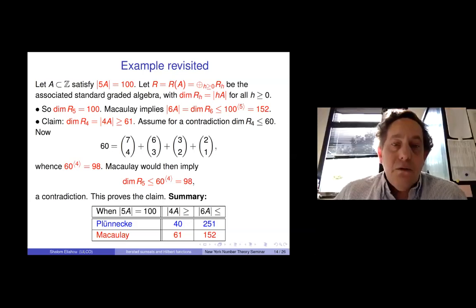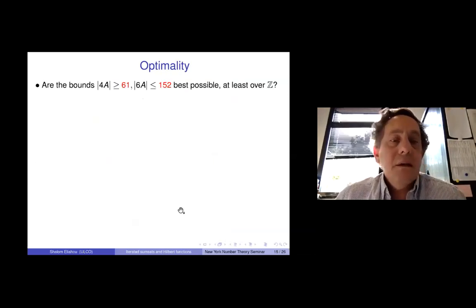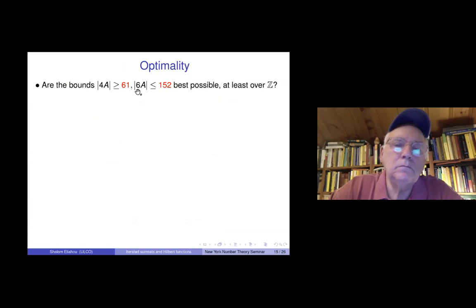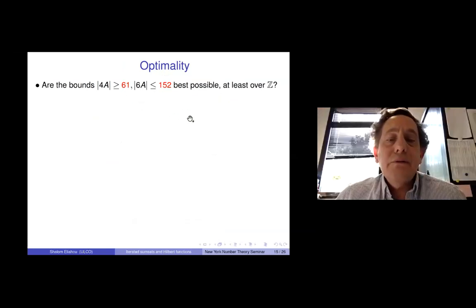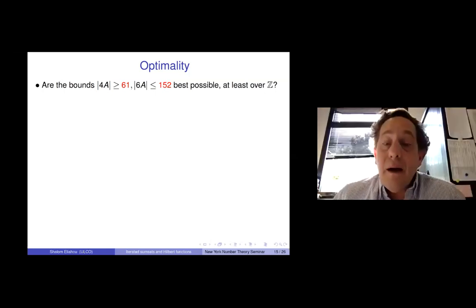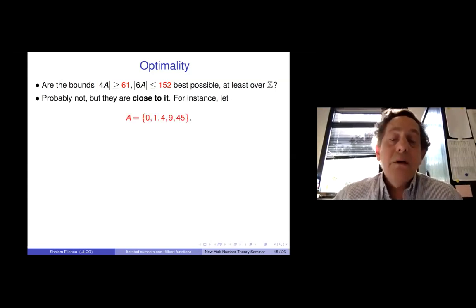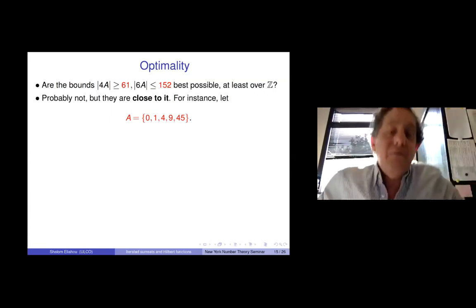Okay, so what comes next? A little question about optimality. The bounds we just found on the previous slide, 61 and 152, provided 5A is 100. Are they best possible, at least over Z? In fact, we don't know yet. Probably they are not optimal, but at least they are not far from being optimal, because here is a concrete example. Take the set 0, 1, 4, 9, and 45.